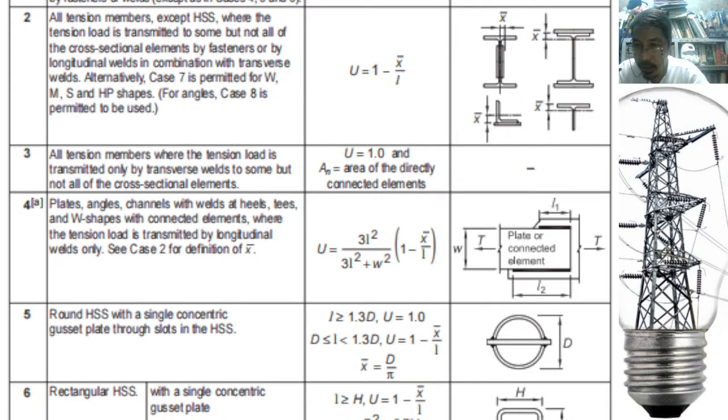Okay? Specifically, we have to use the following formula. U is equal to the quantity 3L squared over 3L squared plus W squared, multiplied by the quantity 1 minus x bar over L. What do we mean by W? As you can see in the figure, W is the width of the plate or connected element. So, the connected element width, and it depends upon the relationship of W and L. So, let's take a look at this case.